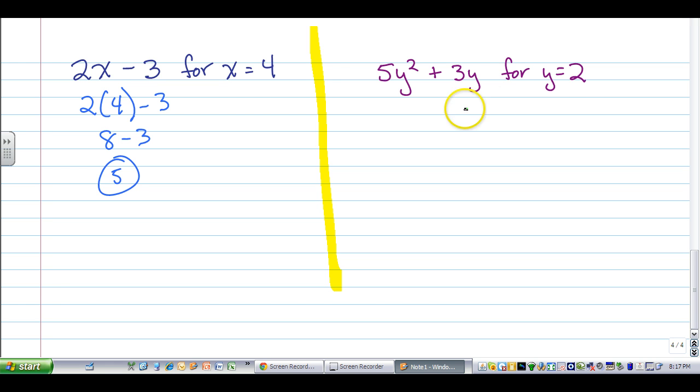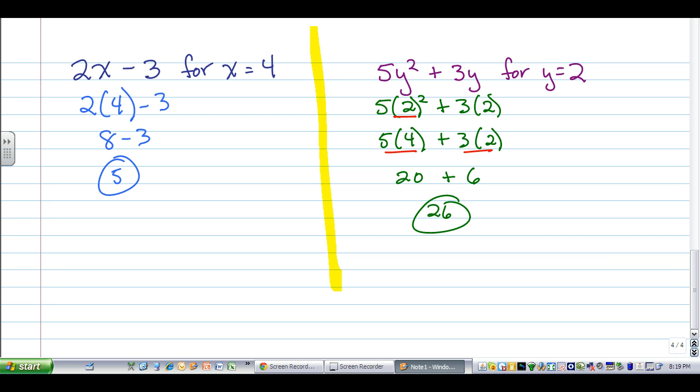All right, here's the next one for you to do. 5y squared plus 3y for y equals 2. So anywhere there's a y, replace it with the 2, follow PEMDAS, and solve. Pause and do that. There you go. Check each step. See how you did.